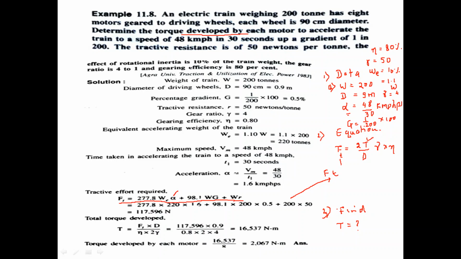W is already given, 200 tons, and R is also given, so you can find out the tractive effort, and then we can substitute here. The gear ratio is given, efficiency is given, and the diameter of the vehicle is given, so you can find out this torque. So this is how we only have to use these two equations, one for the tractive effort and one for the torque. Okay, so this is how we can solve this problem.